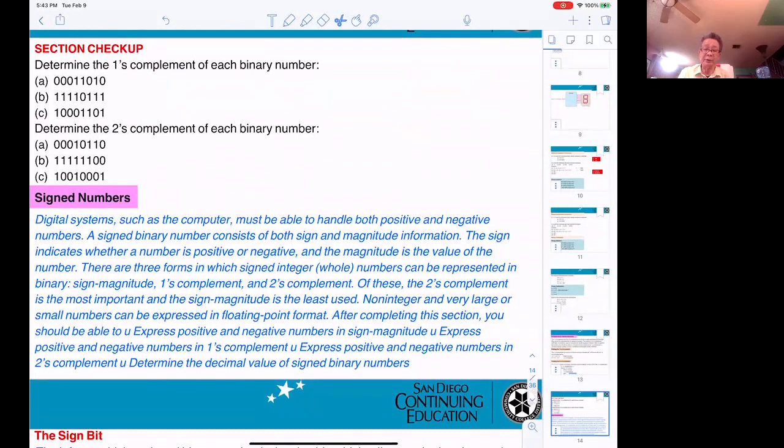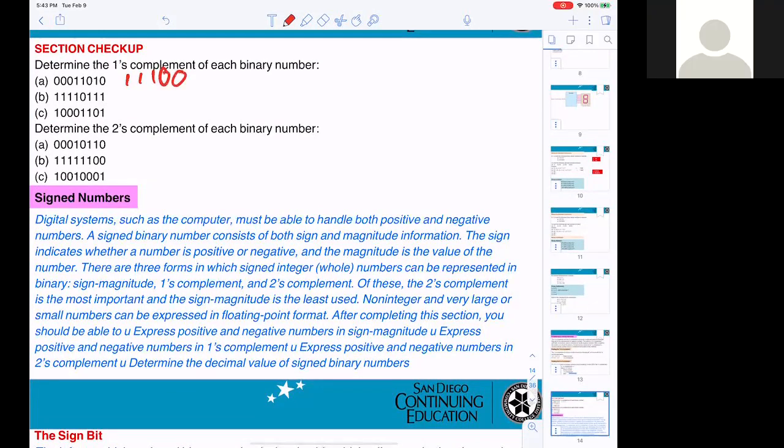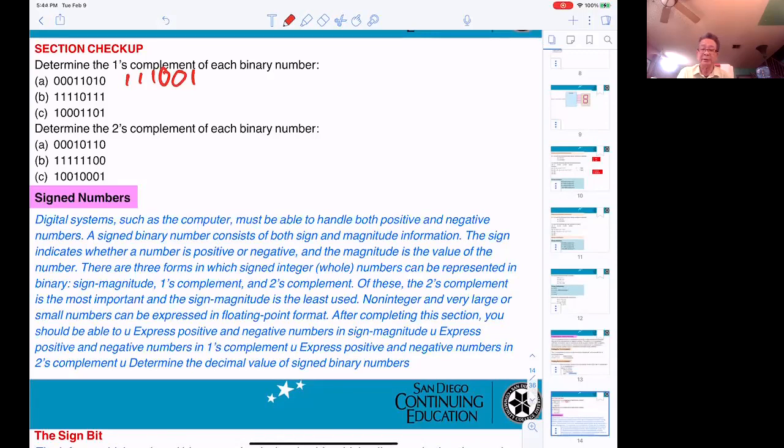That means they want the first complement of number A, easy, right? You get 1, 1, 1, 0, 0, 1, 0, 1. Okay? You just change 0 to 1 or 1 to 0.